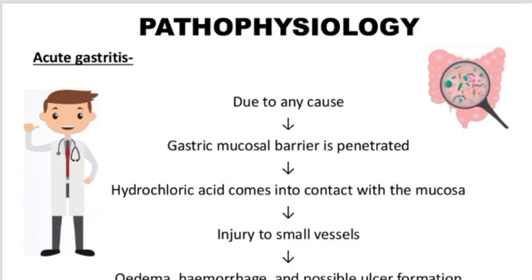Let's discuss the pathophysiology. Acute gastritis. Due to any cause, gastric mucosal barrier is penetrated. HCl comes into contact with the mucosa, injury to the small vessels, as a result, edema, hemorrhage, and possible ulcer formation.